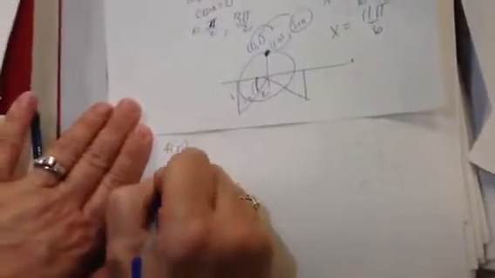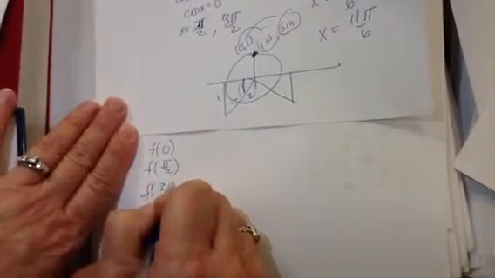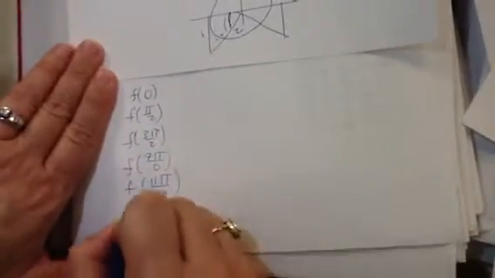How am I going to find my max and mins? It's from 0 to 2 pi, so I have to go f of 0, f of pi over 2, f at 3 pi over 2, f at 7 pi over 6, f at 11 pi over 6, and f at 2 pi.